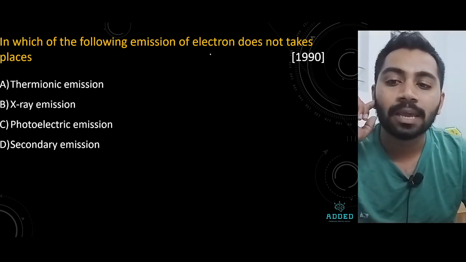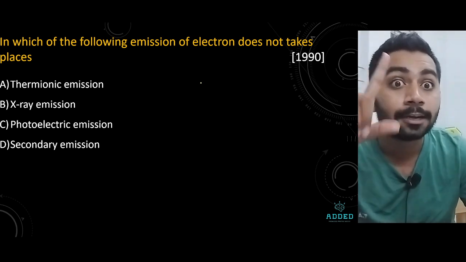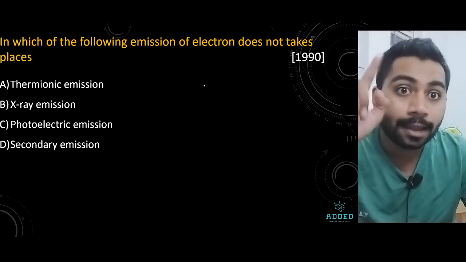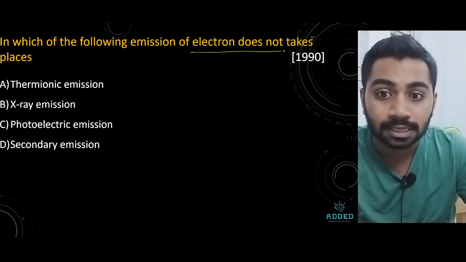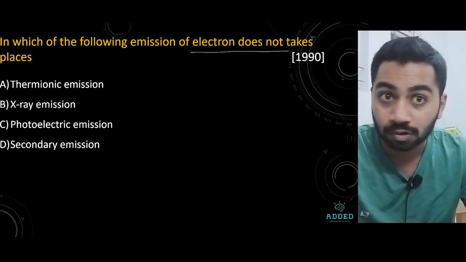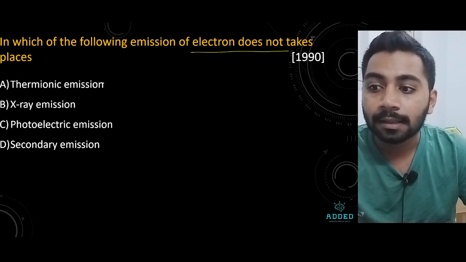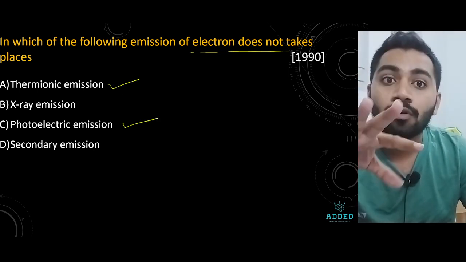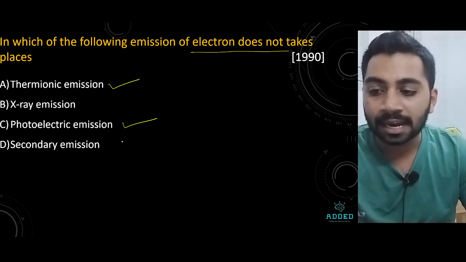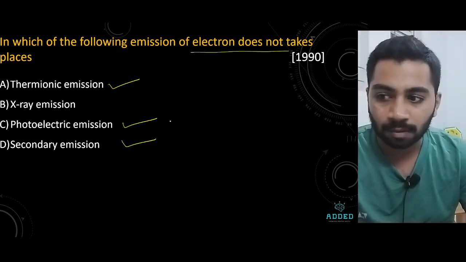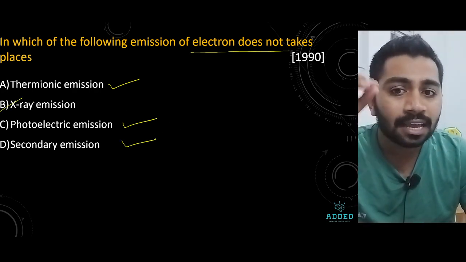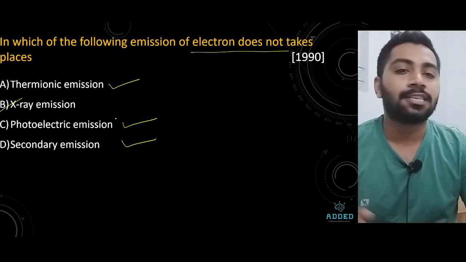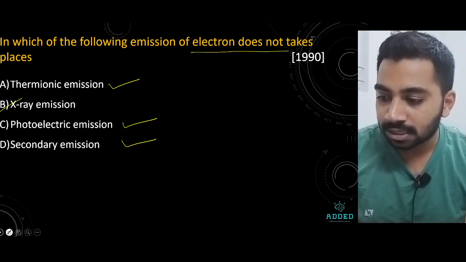Now last question. In which of the following emissions does electron emission not take place? Remember, electrons are not coming outside; something else is coming outside. Thermal emission, thermions are coming. Photo emission, negative is coming. Secondary emission, electrons are also coming. Remaining is X-ray. In X-ray emission, X-rays are coming, not electrons. Fine, all these answers we got.